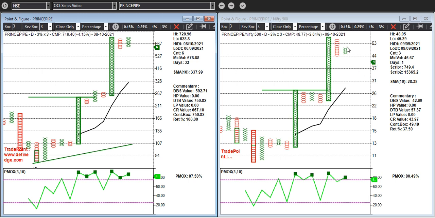Even the ratio chart is showing bullishness. We have seen two anchor columns, and now the column of X is also printed.